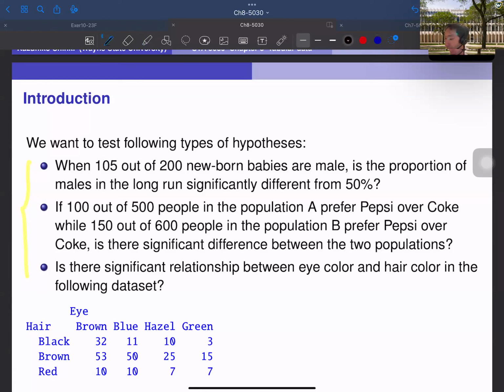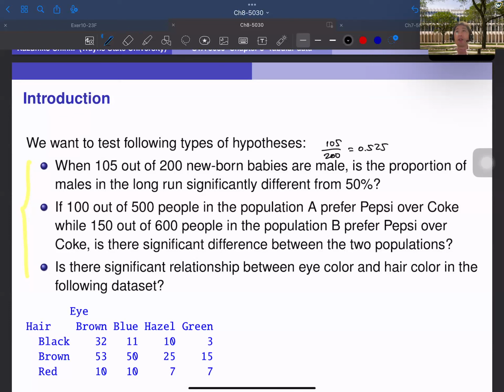So that means 105 over 200, so that is 52.5% male. So should we conclude that there are more boys than girls among newborn babies in the entire world for the next year? No, it's not clear, right? We have more boys, but we only have 200 observations, so that could have happened just by chance. So we need some statistical method to justify whether this is significantly larger than 50%.